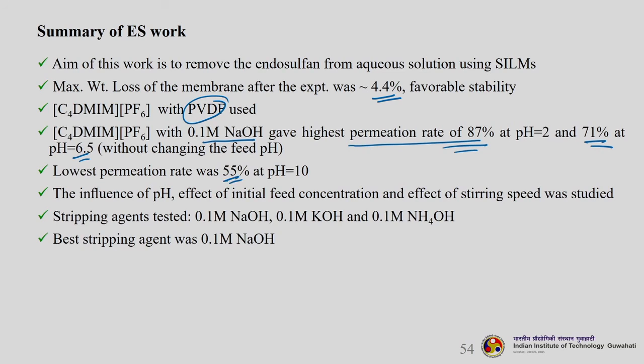The influence of pH, the effect of initial feed concentration and the effect of stirring speed were studied. The stripping agents used were sodium hydroxide, potassium hydroxide and ammonium hydroxide, and the best stripping agent was 0.1 molar sodium hydroxide. So, I hope you have got a taste of how these liquid membranes are used experimentally to remove certain compounds. With this I conclude today's lecture.